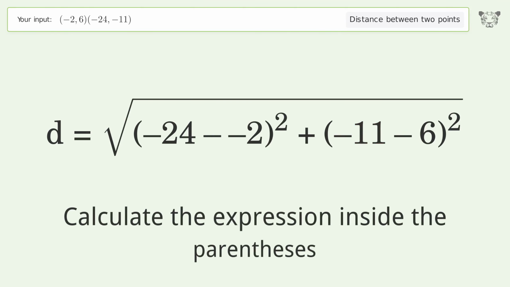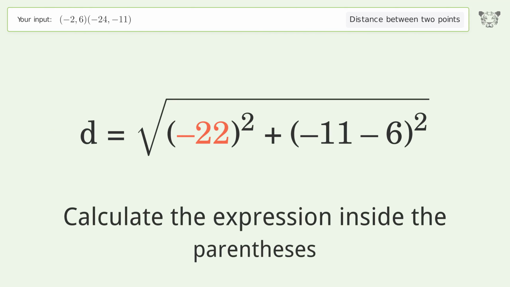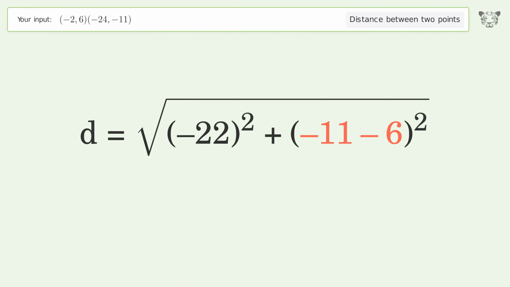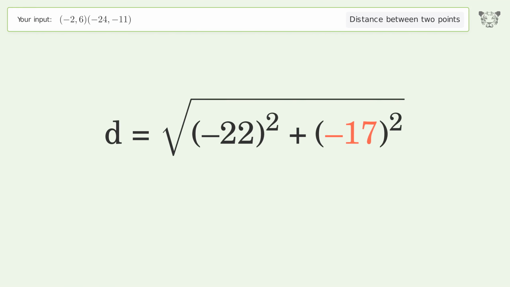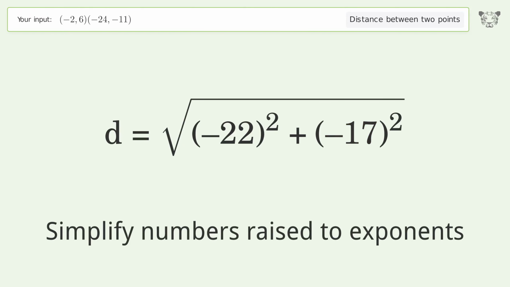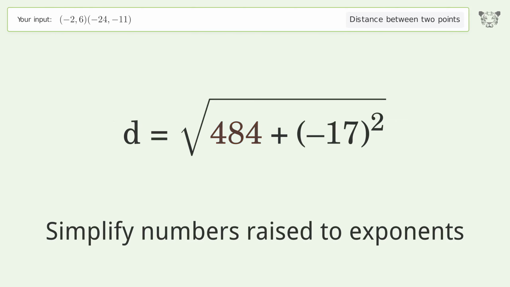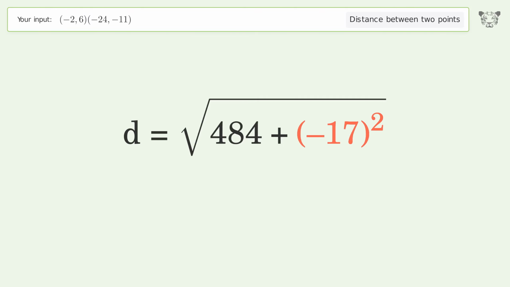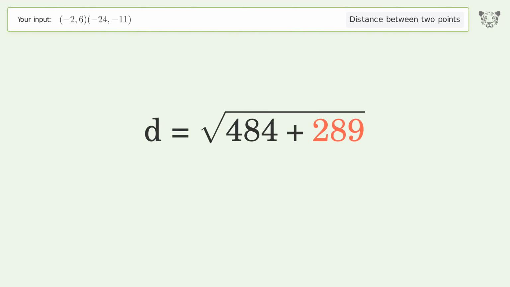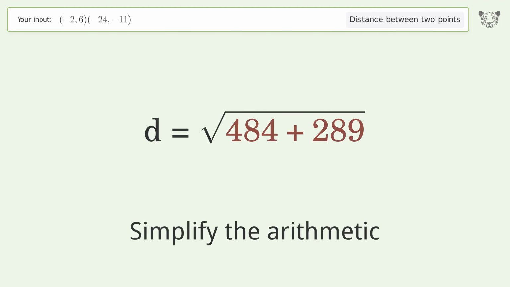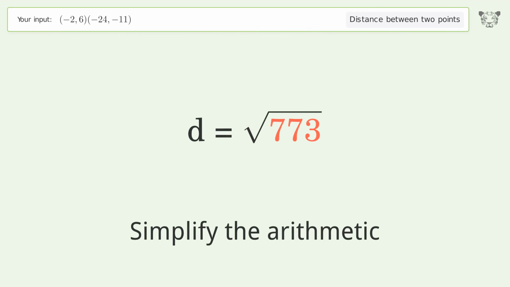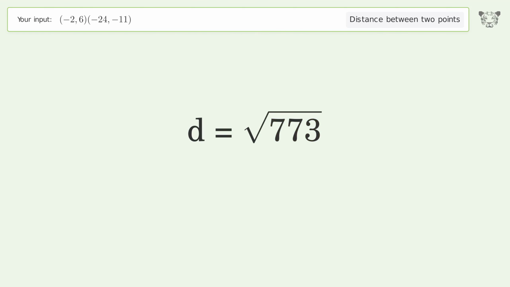Calculate the expression inside the parentheses. Simplify numbers raised to exponents. Simplify the arithmetic. And so the distance between the 2 points is the square root of 773, or 27.803.